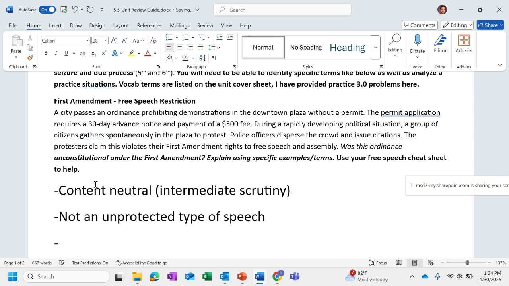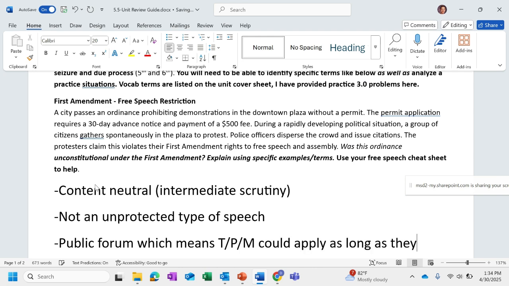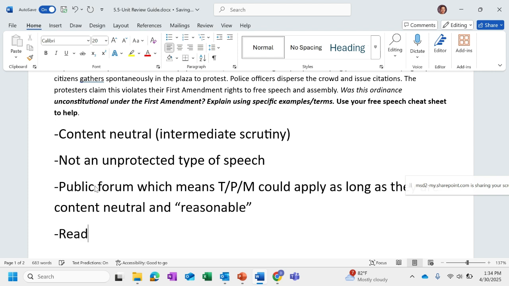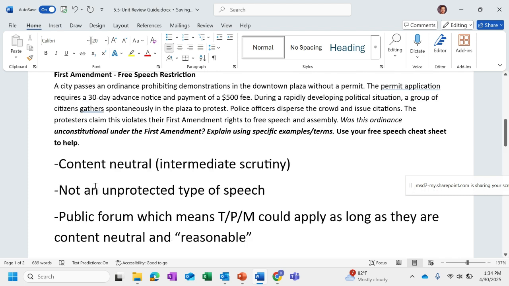And it's a public forum, which means time, place, and manner restrictions could apply as long as they are content neutral, which they are, and reasonable. So here in this situation, the right answer is truly, it really depends on what is considered reasonable by the courts. So they might look at precedent cases or other ordinances in the same area, or potentially what the issue was that was happening, that was spontaneously in the plaza to protest.